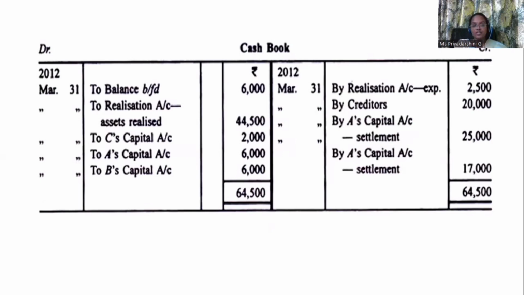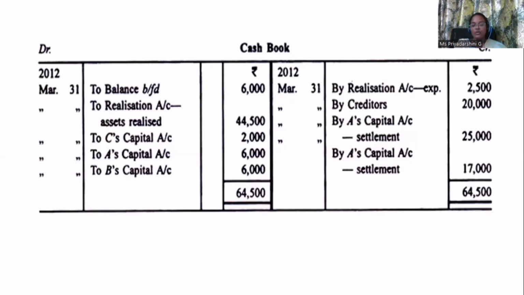When you look at the realization account, the assets realized for 44,500, and C's capital, he's paying up 2,000, and A's capital and B's capital are bringing in 6,000 each for the realization loss. And on the right side, realization expenses, we paid 2,500. For creditors, we are making a settlement of 20,000. And finally, A and B are being settled with 25,000 and 17,000. The total of the cash book gets self-balanced, and there is nothing to be bothered about for a balancing figure.